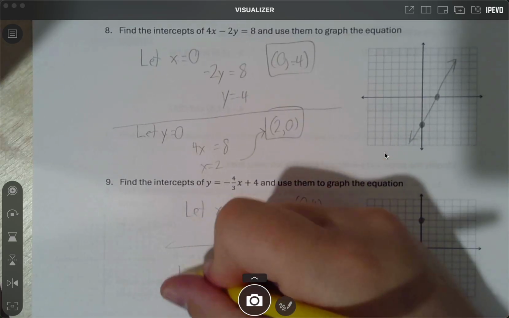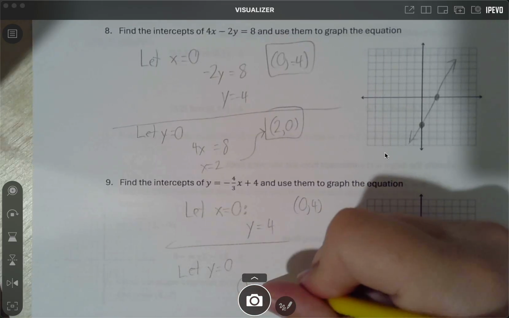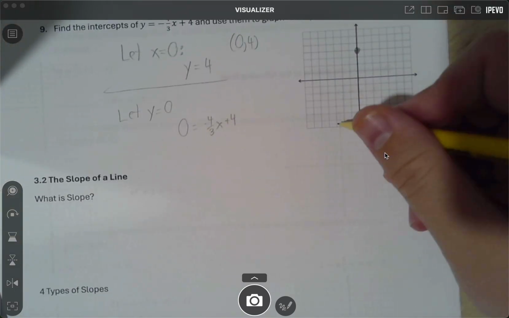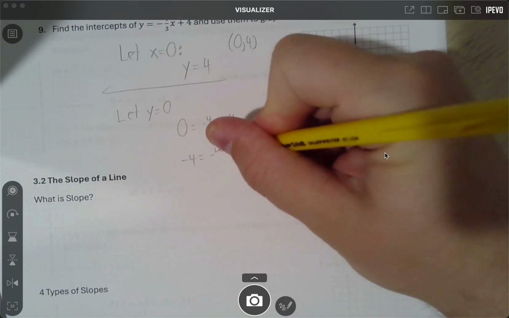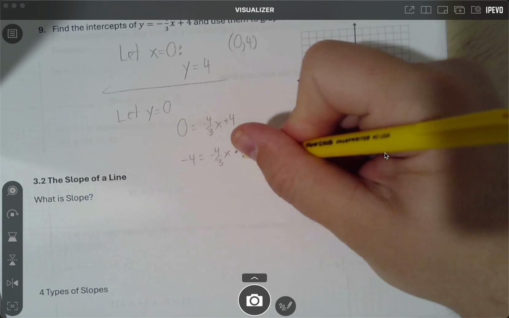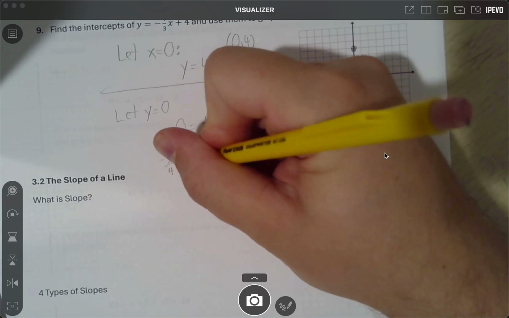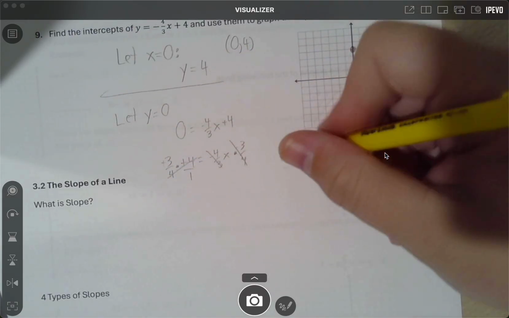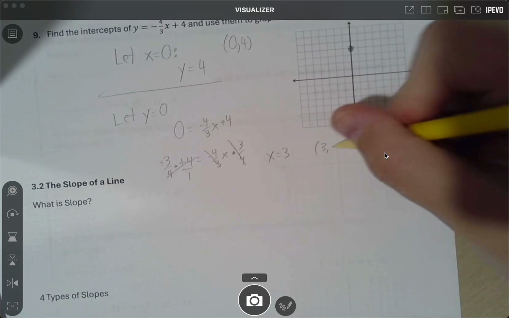Now, this next one might be a little bit not as pretty. If we let y equal 0, then I've got negative 4/3 x plus 4. And if I want to get x by itself, I'm going to need to subtract 4 to the other side. And I'm going to have to multiply by the reciprocal, by negative 3/4. And actually, maybe that's not too bad because the 4's cross cancel, the negatives double negate. And so I actually end up with x equals 3. So I've got the point 3, 0.